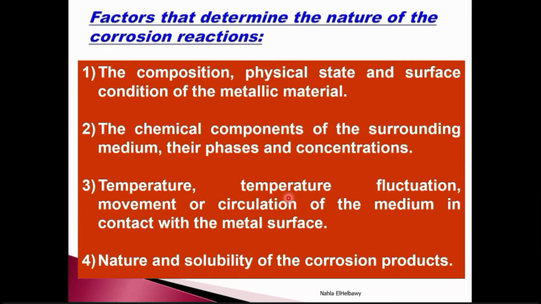Similarly, if there are temperature changes or fluctuation, that will also affect the metallic surface. Nature and solubility of corrosion products: the corrosion products, for example, iron oxide, iron sulfide, if they are soluble, they will be washed out and the next layer of metal will get corroded. If they are not soluble, the corrosion layer will remain there, and further corrosion will stop. So that is why if it is soluble, it will lead to more corrosion.